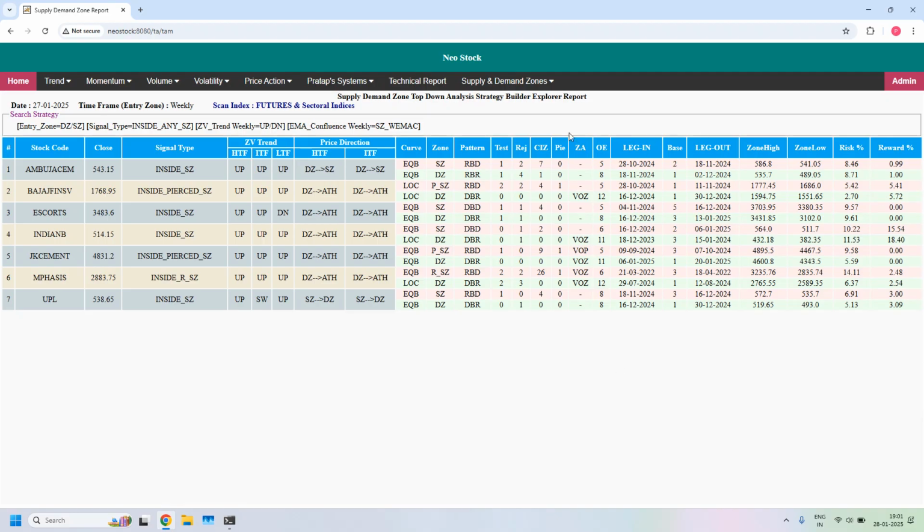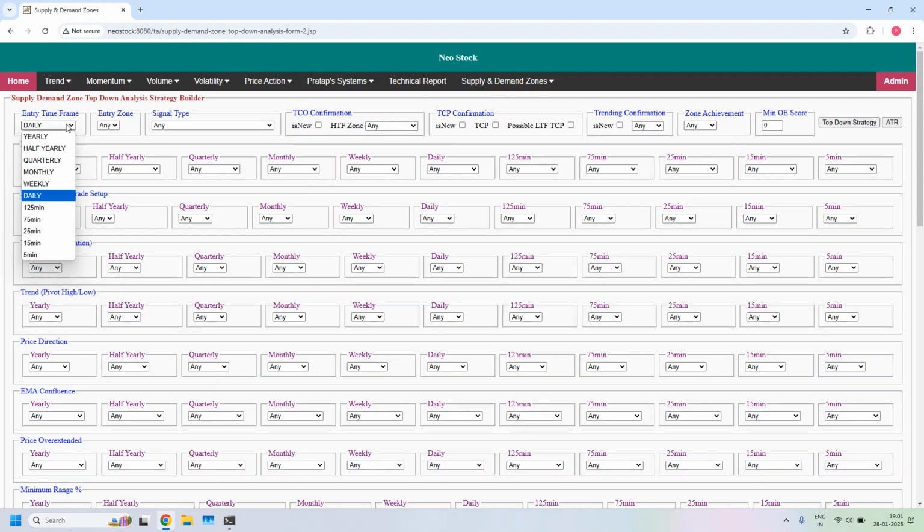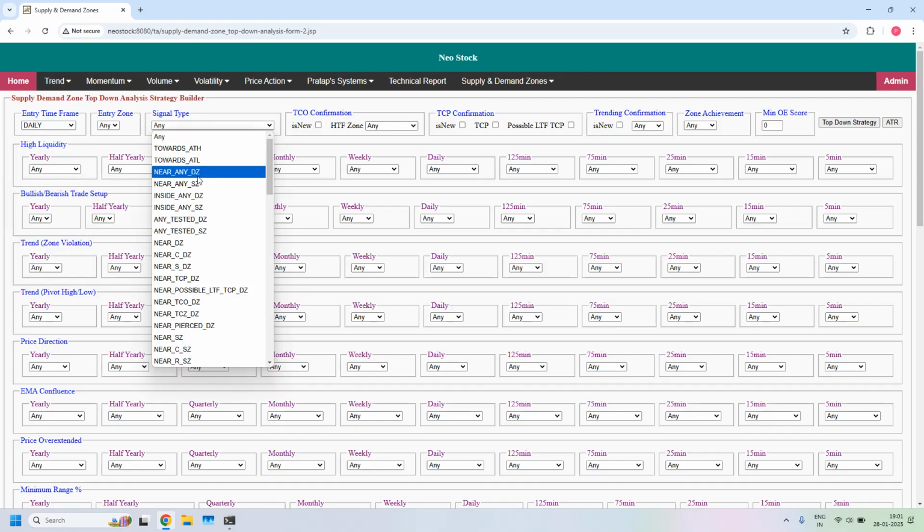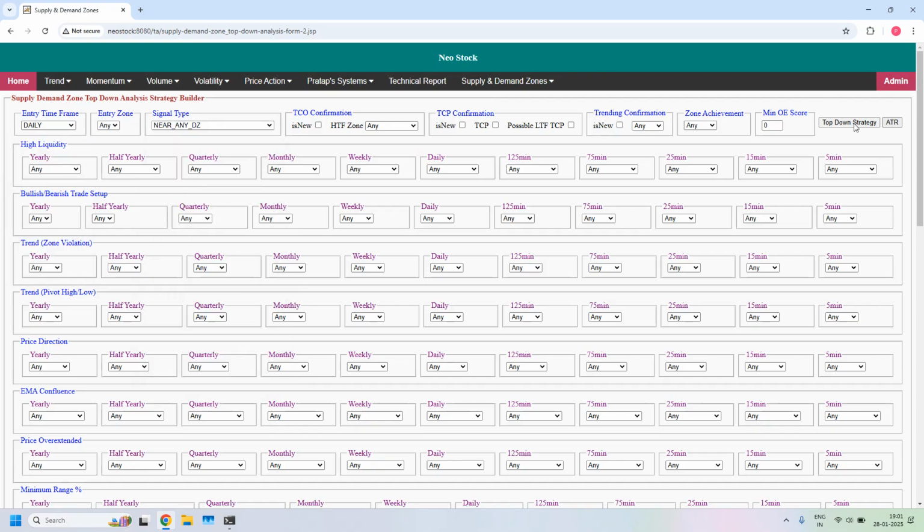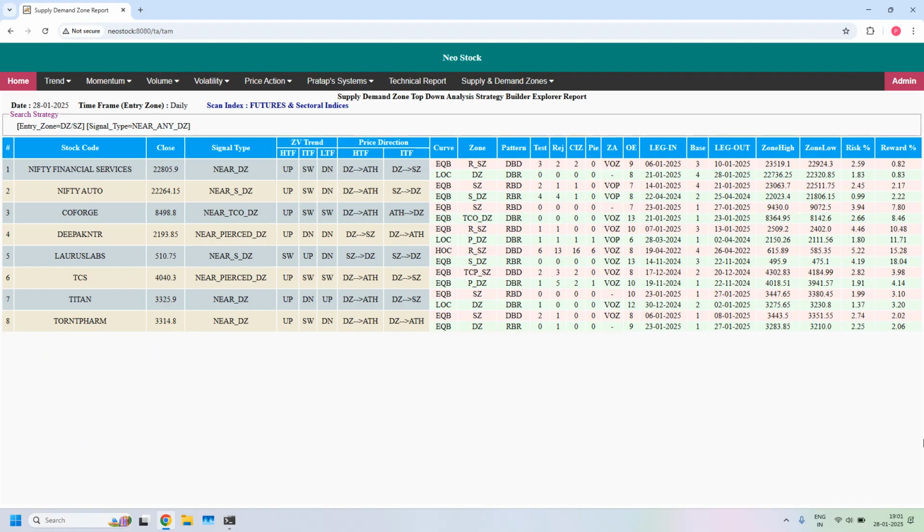Next time frame is daily. Entry time frame daily. Let us find the stocks near daily demand zone. We got 8 stocks. Let us identify high liquidity daily demand zones from this list. Nifty auto indices, so we don't trade. Laurus Labs is having a high liquidity daily demand zone. That's it. We have only one high liquidity daily demand zone from this list.